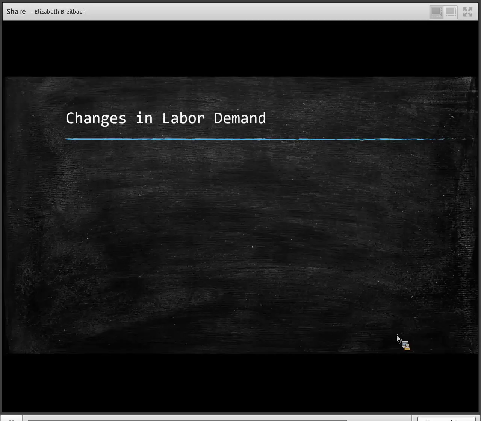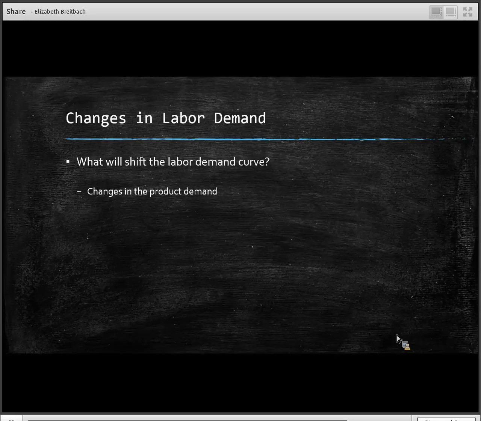So what changes the labor demand? So what can cause a shift in the labor demand curve? And so what we see is a change in the product's demand. As the product demand changes, it's going to change the demand for labor. Changes in productivity. So if our workers become more productive, if there's a new technology, or if our workers become more efficient, that's going to shift our labor demand curve.